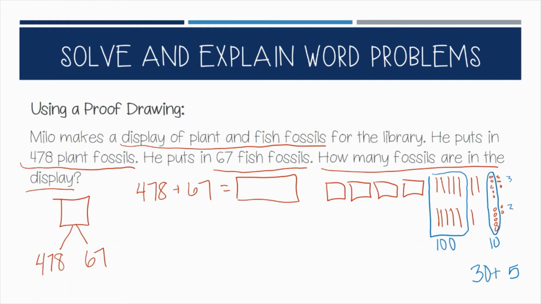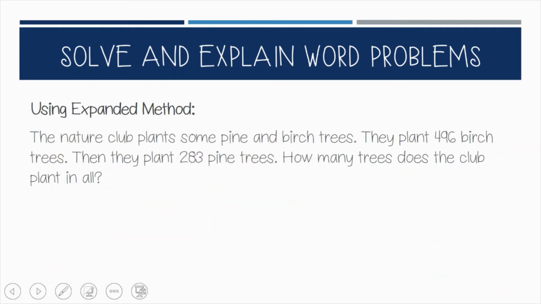And now I can count up my hundreds. I have 1, 2, 3, 4, 5 hundreds. So my answer is 535, because I have 500 plus 30 plus 5. Now let's try another problem.